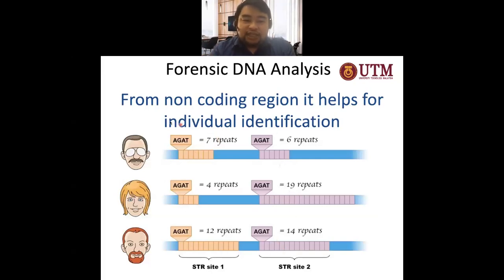All of this we call short tandem repeats. This is a short tandem repeat for 7 repeats. This is a short tandem repeat for 19 repeats. All of these short tandem repeats will be used for your DNA analysis in your PCR.